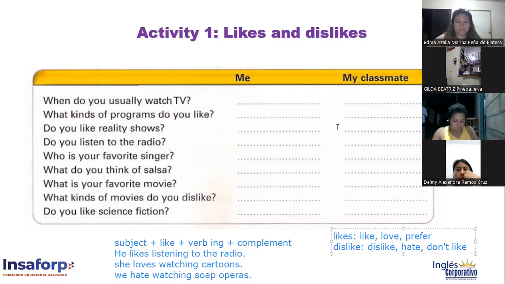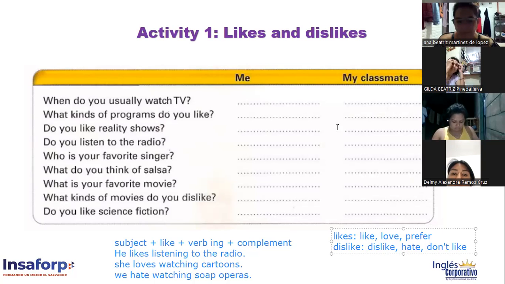Okay, nice. Edma, Salia, do you listen to the radio? I don't listen. You don't listen to the radio. Okay. And your classmate? My classmate doesn't. Sería, she don't listening to the radio. She doesn't. Sí, porque es tercera persona, el auxiliar doesn't or does not. She doesn't listen to the radio.